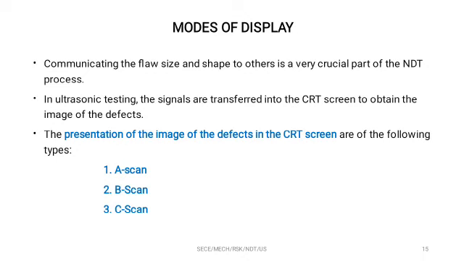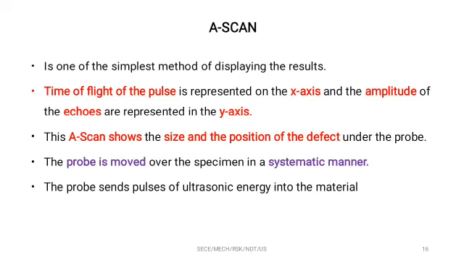Now, coming to the mode of display, you are getting the signal onto your display. How are you going to interpret those things? Communicating the flaw size and shape is a very crucial part of this testing process. The signals are transferred onto the CRT screen to obtain the image of the defects. The presentation of the image of the defects on the CRT screen is done as A scan, B scan and C scan. The A scan is one of the simplest methods of display. The time of flight of the pulse is represented on the x-axis. Amplitude of the echoes is represented on the y-axis. The A scan shows the size and position of the defect under the probe.